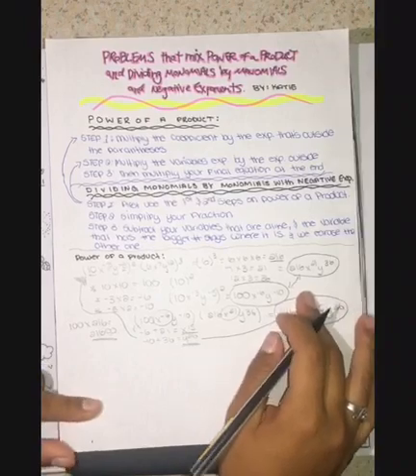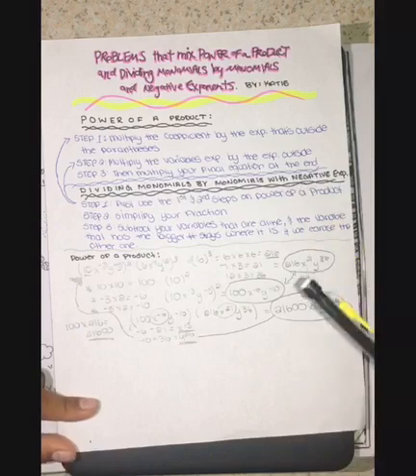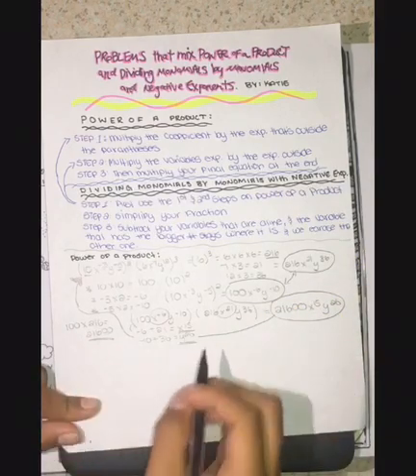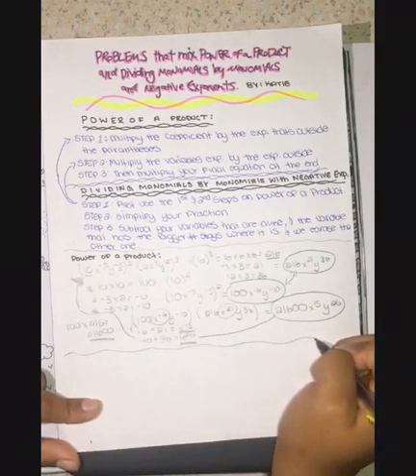And now we are going to go to dividing monomials by monomials with negative exponents. So we are going to do that just right here at the bottom.